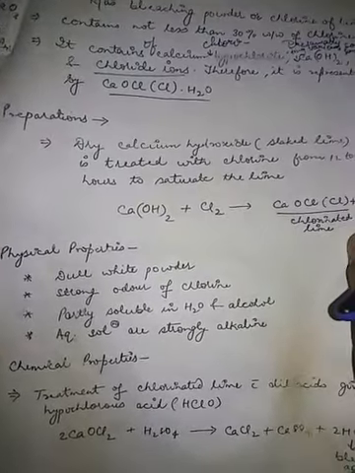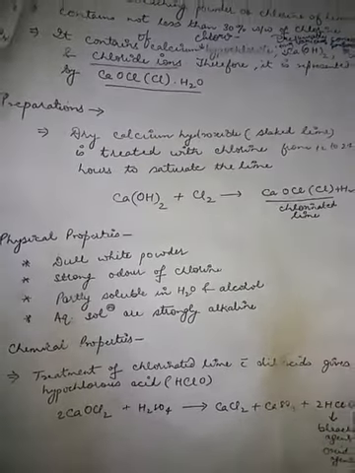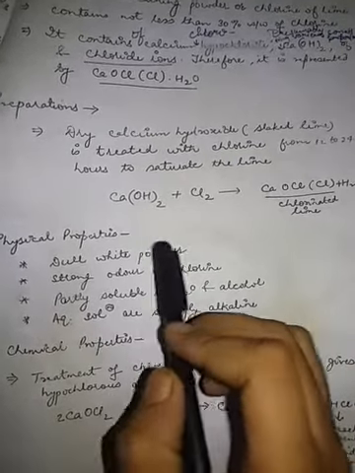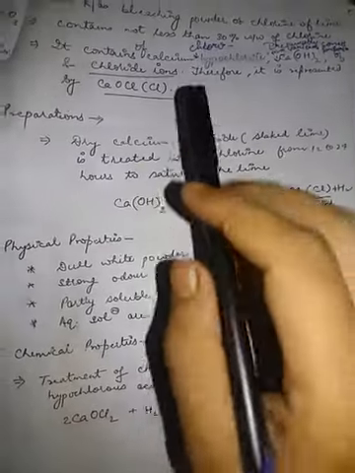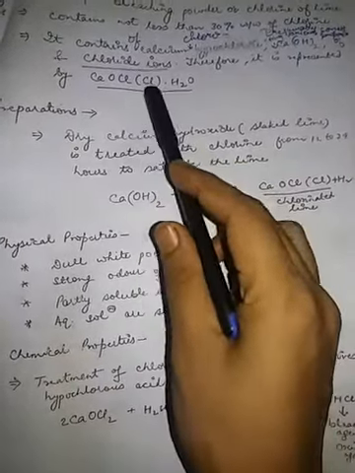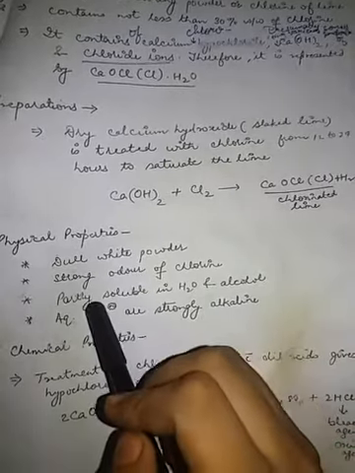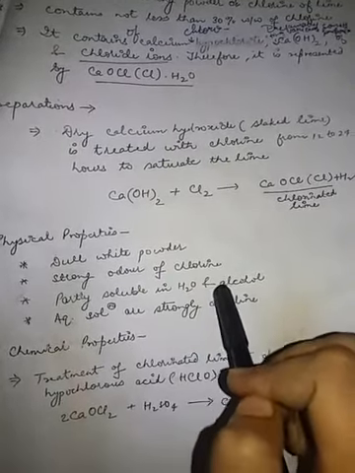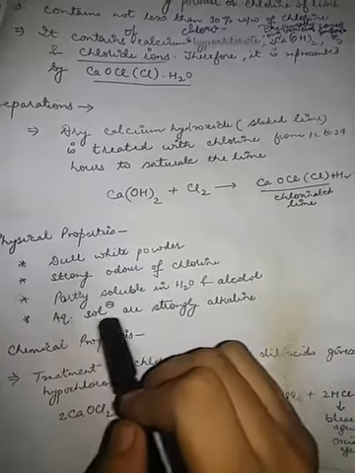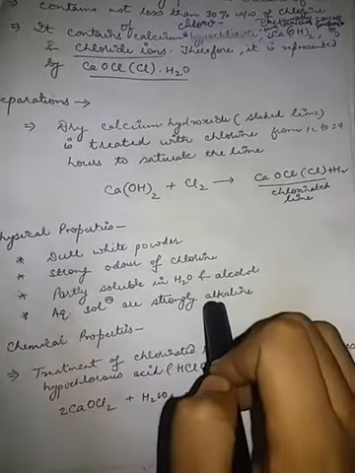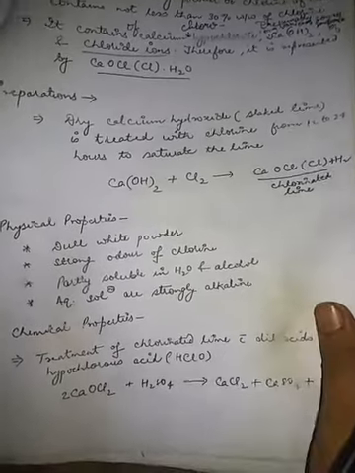Then the physical properties: it is a dull white powder having a strong odor of chlorine, because chlorine is present in the structure. It is partially soluble in water and alcohol. Its aqueous solutions are strongly alkaline. Then we have the chemical properties.